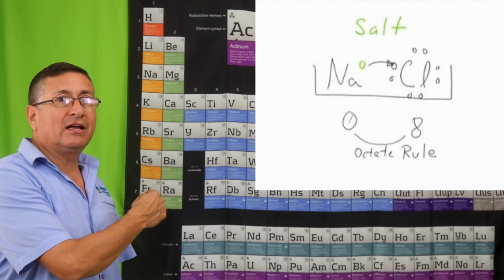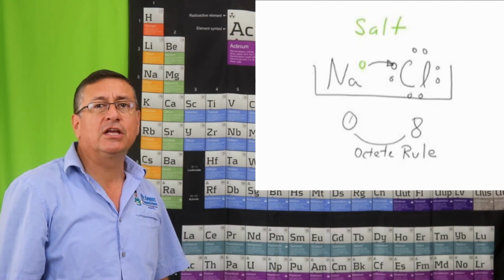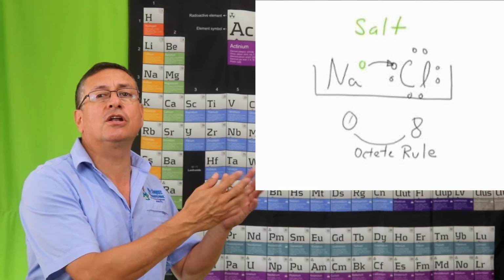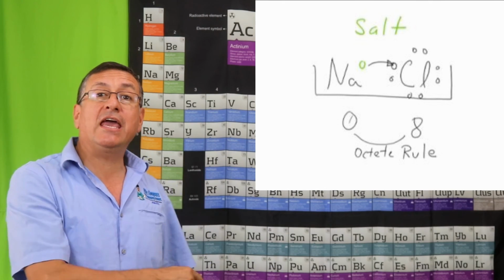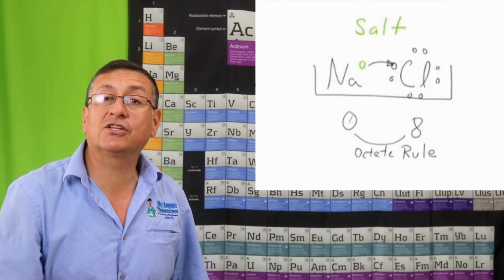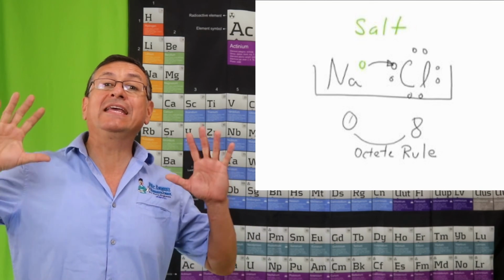And what about sodium? Does sodium have too much energy? No, low level of energy. Sodium releases that electron, chlorine absorbs the electron. At the end of the day, chlorine has 8 electrons in the last orbit, sodium 0, and the molecule is stable.